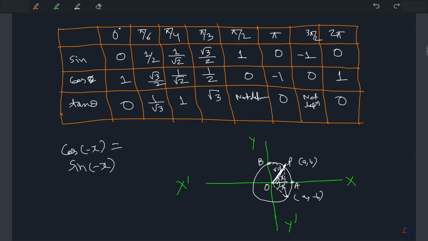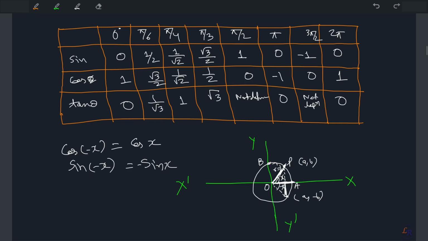So cos minus x is equal to cos x, because here it remains the same. And for sine minus x, the angle is reversed, so the sign changes from plus b to minus b, so it becomes minus sine x. So in the cos case, the minus of x doesn't change the value, but in the case of sine it changes the value because the coordinate part changes.